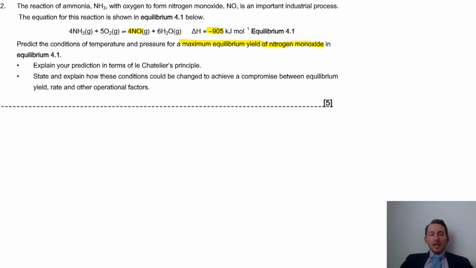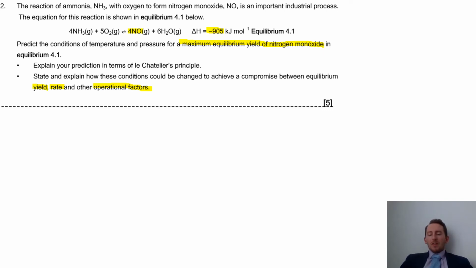So we need to explain your prediction in terms of Le Chatelier's principle, state and explain how these conditions could be changed to achieve a compromise between equilibrium, yield, rate, and other operational factors. Okay, so again, I'm just going to highlight yield, rate, and then operational factors, which we'll get to. So we need to mention all of these things here to get 5 marks.